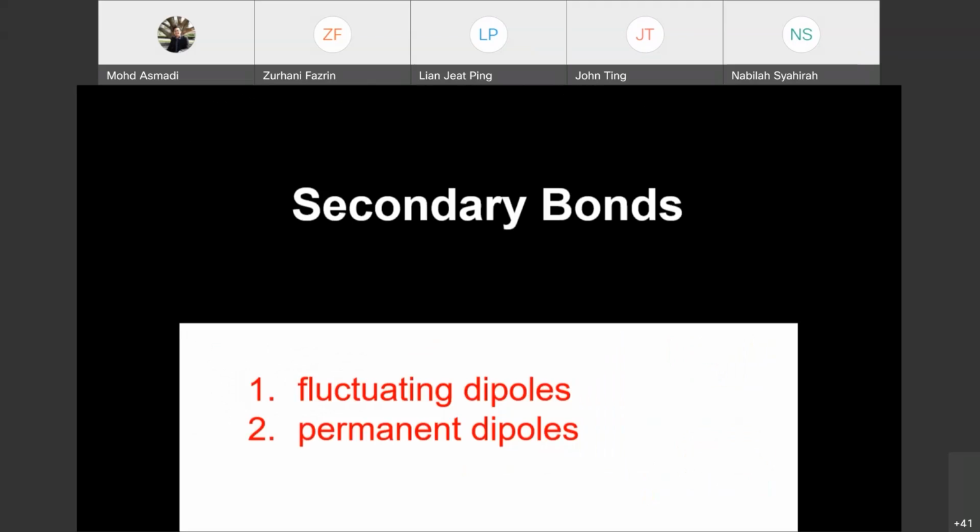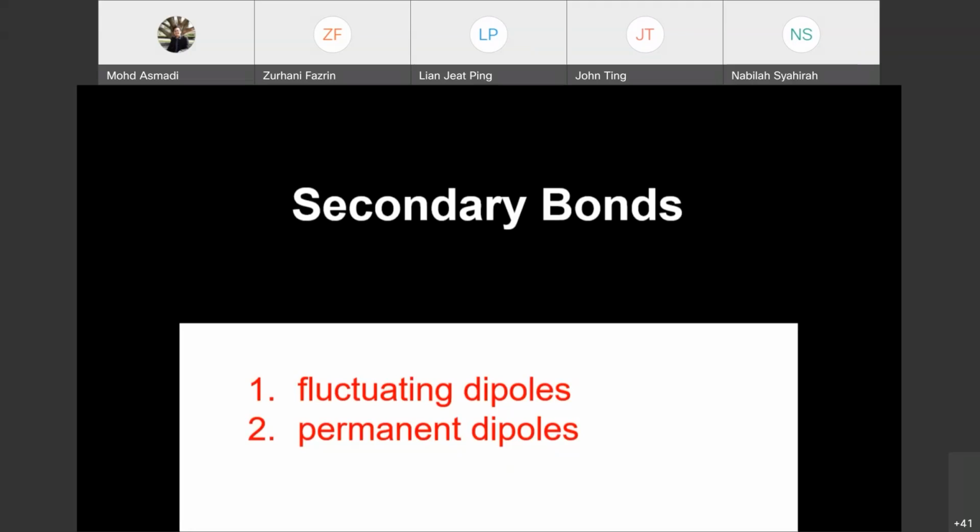Any question about the primary bonding? Easy, right? Before we move to the secondary bonding. I think no questions. So let's move to the secondary bonds.